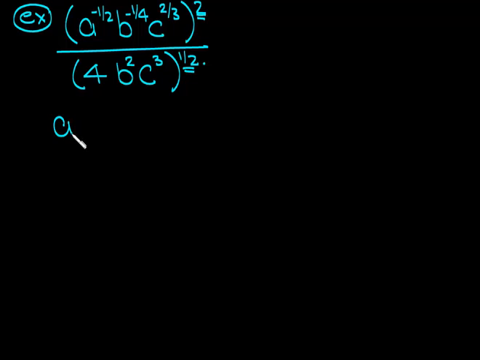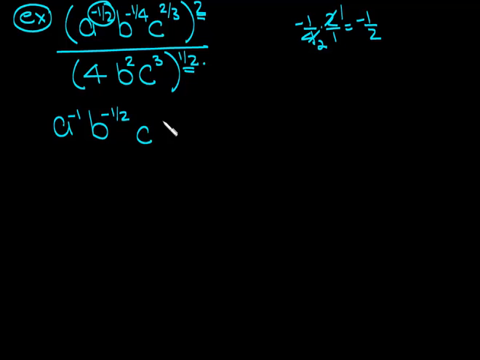So let's do that. We get a raised to what? You multiply this and this. So we get negative 1. B raised to negative 1/2, because you take negative 1/4 multiplied by 2. The 2 cancels, so you get negative 1/2. And you get c raised to 4/3. In the denominator, we get 4 raised to 1/2, b raised to 1, c raised to 3/2. Okay, so we're just distributing those exponents.